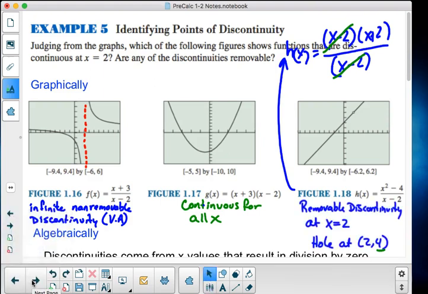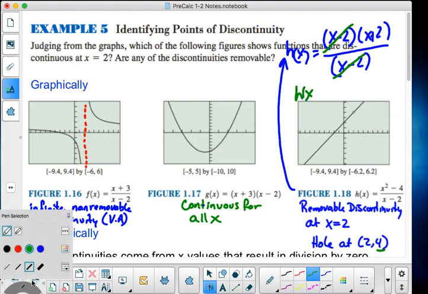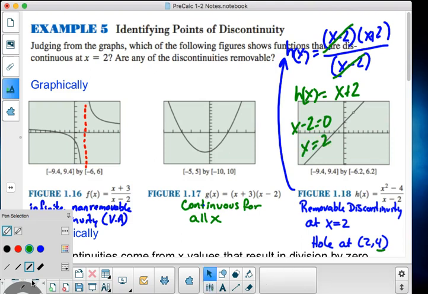Now, I want to be clear about this. I actually say here that the hole is at 2, 4. Right now, I know there's a discontinuity at x equal 2. After I remove that factor where the discontinuity existed, that's why I can say it's a hole, because it's removable. I'm taking it out of the function. After I remove that factor, I take the x value of the discontinuity, and in this case, it was x minus 2. When that was 0, was at the value of 2. Well, I put 2 into x, and I find out that my hole is at 2, 4.